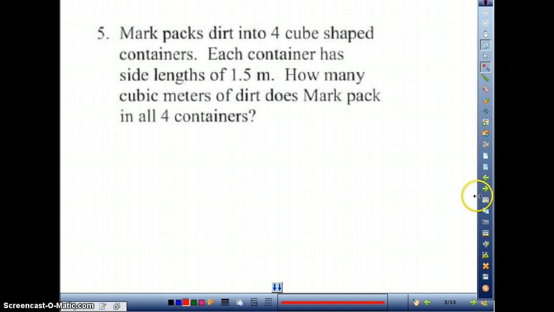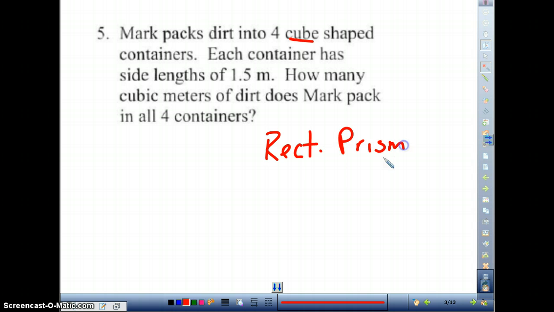On this one, Mark packs dirt into 4 cube-shaped containers. Cubes are a type of rectangular prism. Okay, I insist you write that down. Each container has side lengths of this, so your length, your width, and your height are those. How many cubic meters of dirt does Mark pack into all 4 containers?